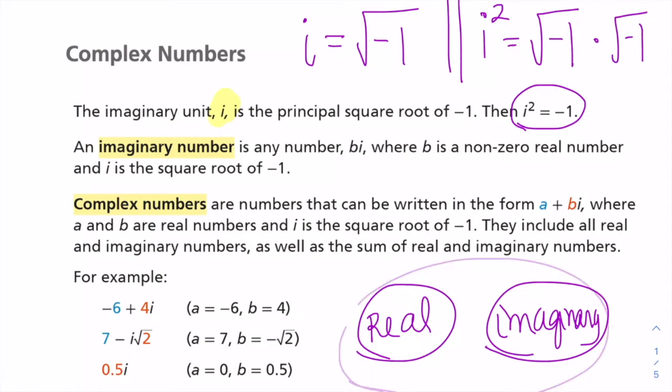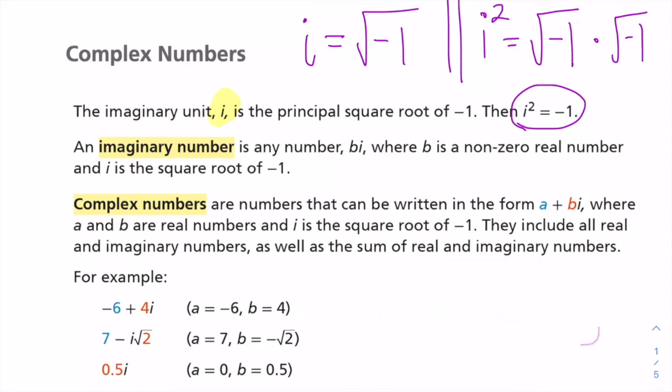So complex numbers have two parts. The first part is the a. The a is the real number. And then the bi is the imaginary part. So when we write a complex number, it always needs to be in the form of a plus bi.